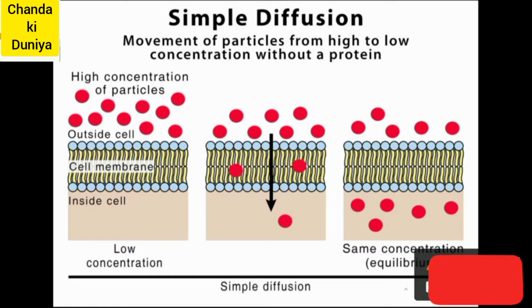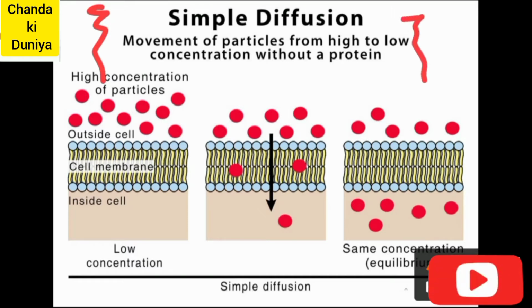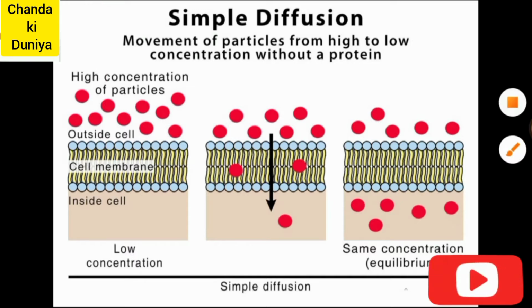First we will talk about passive transportation. In passive transportation, the number 1 process is simple diffusion and number 2 is osmosis. There are two types of diffusion. Number 1 is simple diffusion and number 2 is facilitated diffusion. What happens in simple diffusion? Let's talk about simple diffusion.